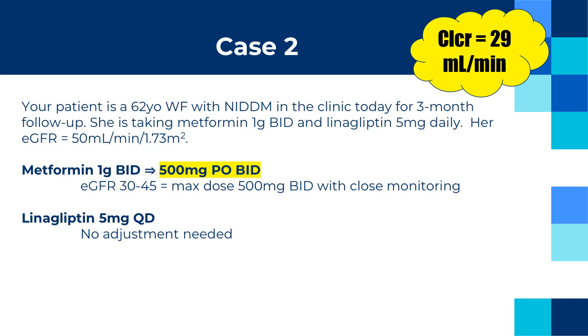In this case, metformin is recommended to be dosed at a different dose than what we see in the patient. If the eGFR is between 30 and 45, the drug database suggests that the max dose should be 500 milligrams BID and still with close monitoring. So in this patient, we need to lower her dose by 50%. The drug database I consulted for the linagliptin suggested no adjustment is needed for renal dosing in this patient. So we'll just change up the metformin, lower her dose by 50%, and send her on her way.